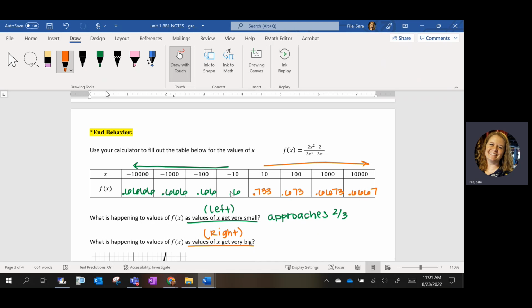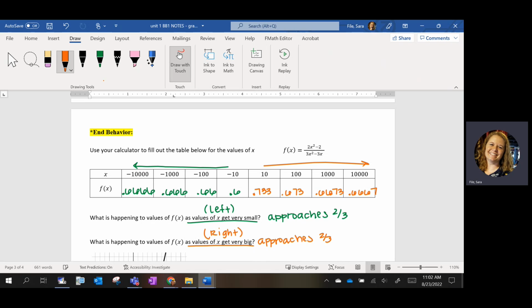But y'all said on this side, the numbers were getting a little bit bigger. Over here, they're getting a little bit smaller, right? To go toward that. So it's also approaching 2/3, but it's coming down to 2/3. The left side was going up to 2/3.